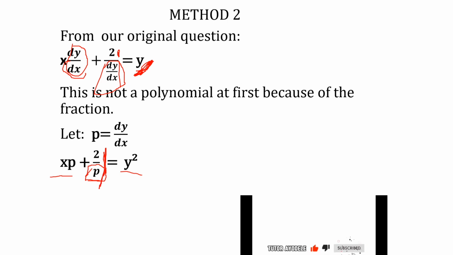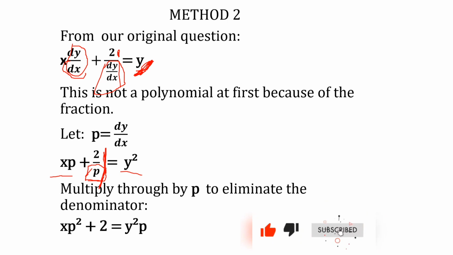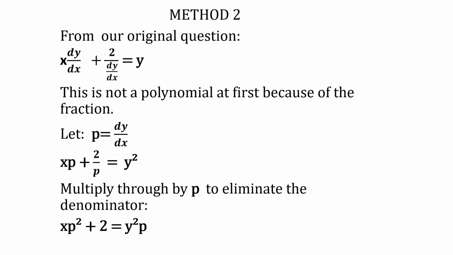To remove this p, we multiply both sides by p. If I multiply here with p, I will have x p raised to the power of 2. If I multiply the one here with p, it will cancel out this p, so I'll be left with 2, just as you can see here. Then if I multiply here with p, I will have y squared p. You can see that this is what we have.